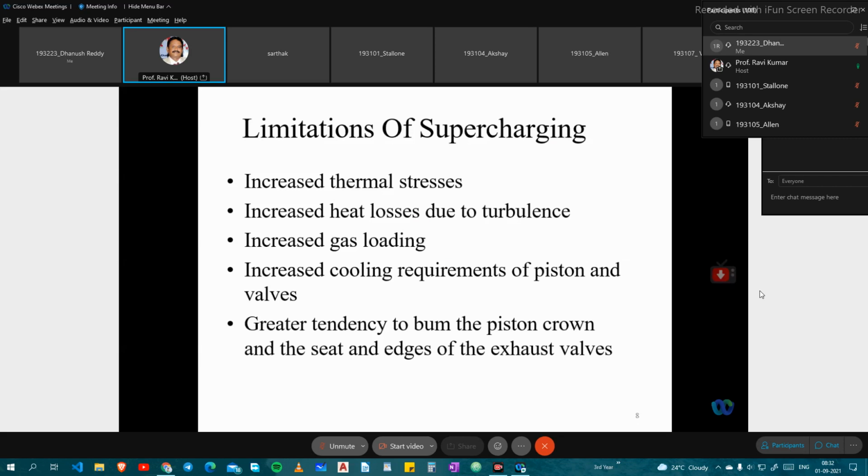Cooling rate is also required more for maintaining the particular temperature inside the combustion chamber. There is a greater tendency to burn the piston crown and the seat and edges of the exhaust valves, because of the rapid and good combustion and high temperatures. Pistons are made of aluminum, and every metal has its temperature limitations. If the temperature exceeds the limiting point, seizing will automatically take place.